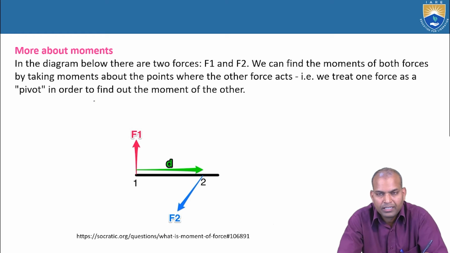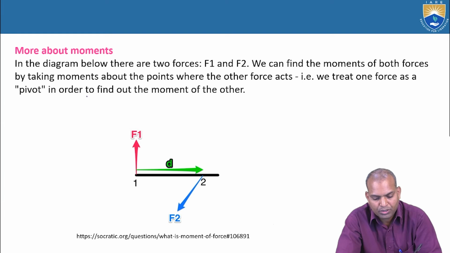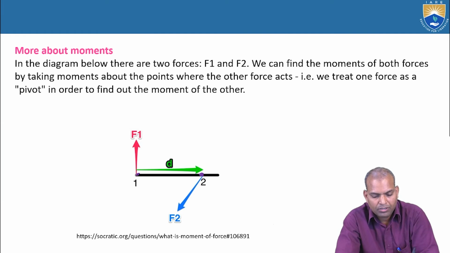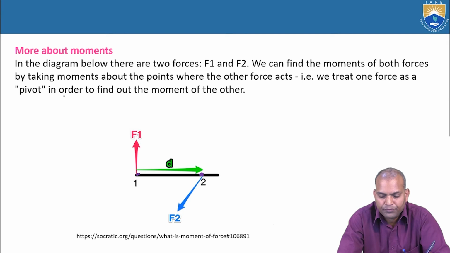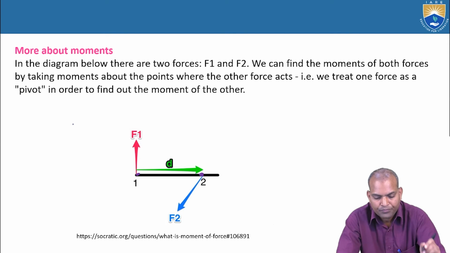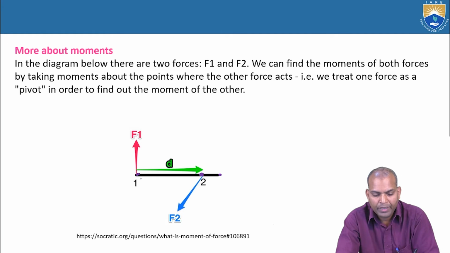Here, in the diagram, there are two forces, F1 and F2. We can find the moments of both the forces by taking moments about the pivots. Suppose here there is no pivot. We are considering the moment of the force F1 and D. That means point 2 becomes the pivot.